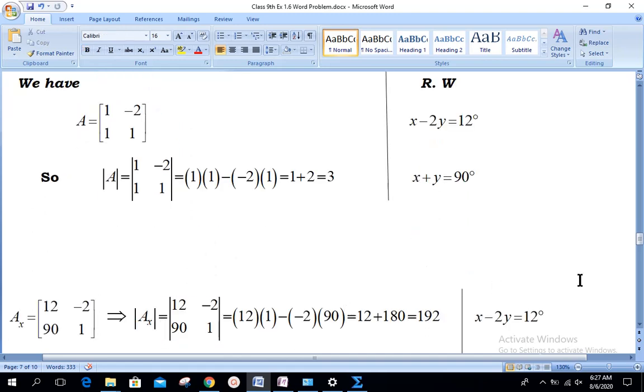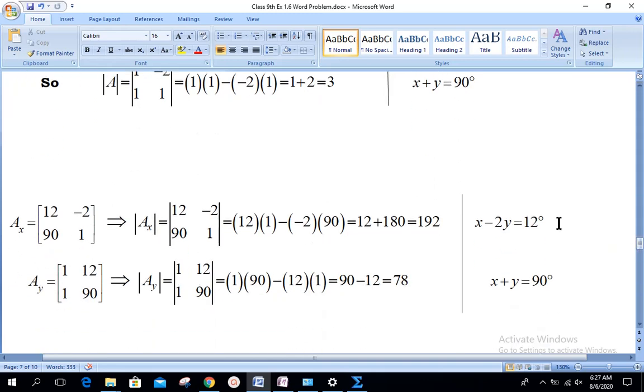So how to make it is easy to see over here. If you write these 1 and 2 equations again, the right hand side column is to be replaced by the first column. So the first column entries in AX become 12 and 90. Its determinant, using the same order of determinant, you can simplify and reach the result 192 as my answer.